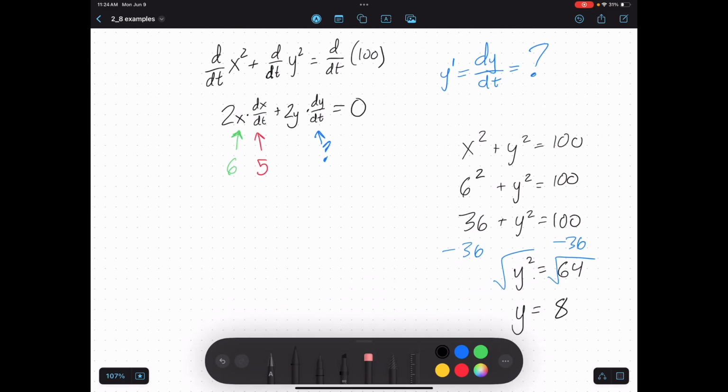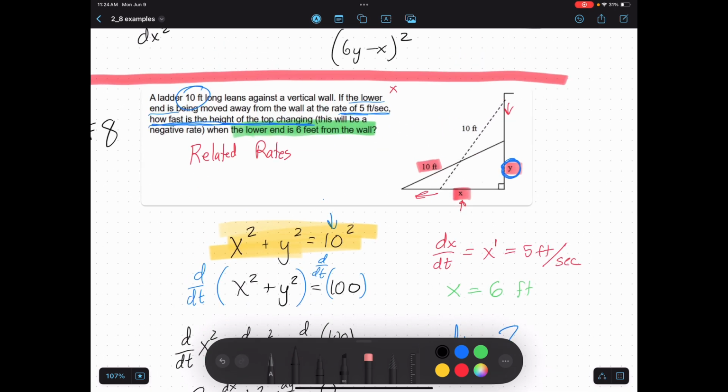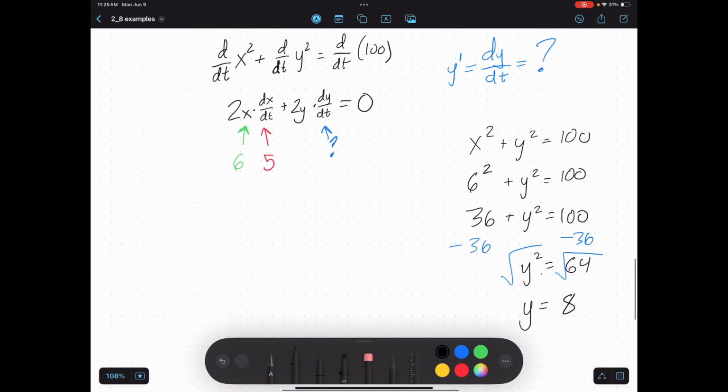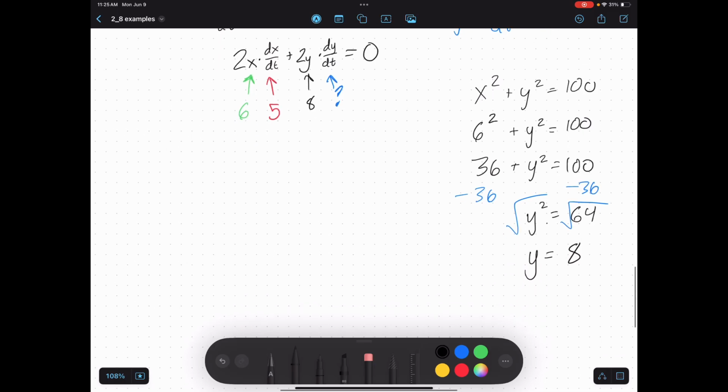So what does that tell me? That tells me if the ladder starts 6 feet away from the wall, then it has to start 8 feet high on the wall. We know the corresponding y value, and I can use that y value in my equation. I can plug 8 in for y. Perfect, and now we're ready to solve this. So 2 times 6 times 5 plus 2 times 8 times, I could put a question mark or I could just leave it as dy over dt, is equal to 0.